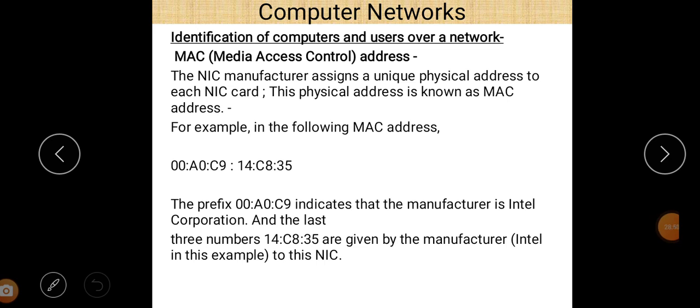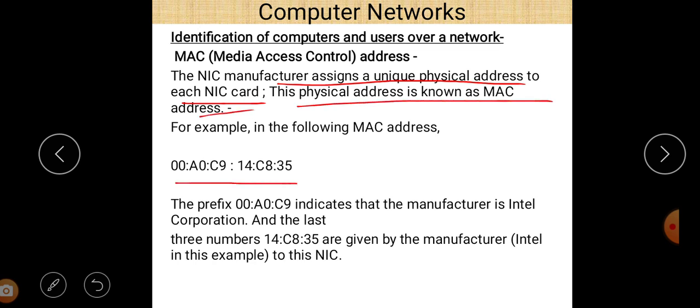You can see here the NIC manufacturer assigns a unique physical address to each NIC card. It means each NIC card has its own unique physical address, and this physical address is known as the MAC address. Here is an example of a MAC address. You can easily see it can be divided into two parts: this is the first part, and this is the second part. The prefix 00A0C9 indicates that the manufacturer is Intel Corporation, and the last three numbers 14C835 are given by the manufacturer Intel to the NIC. This is a small example.